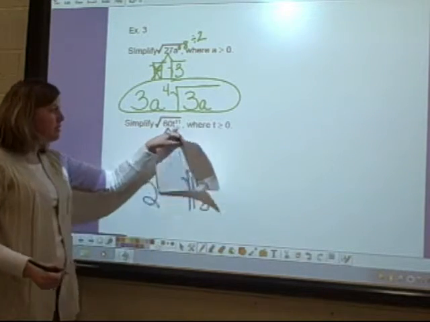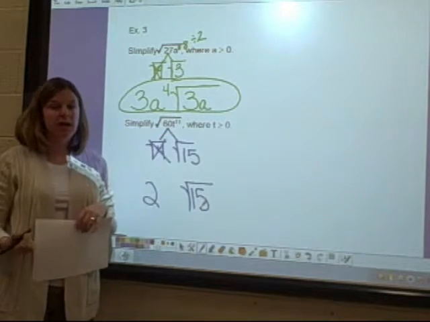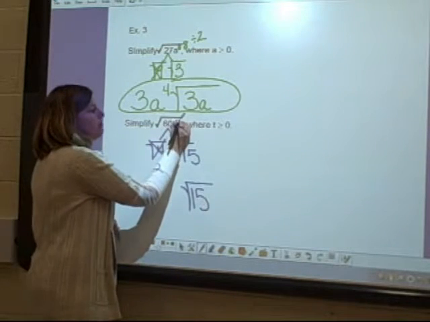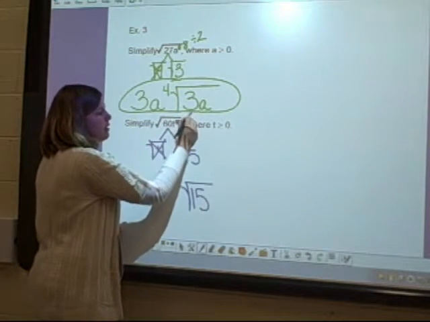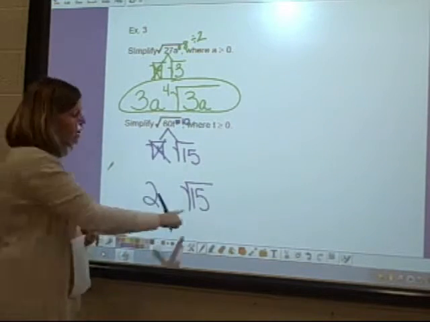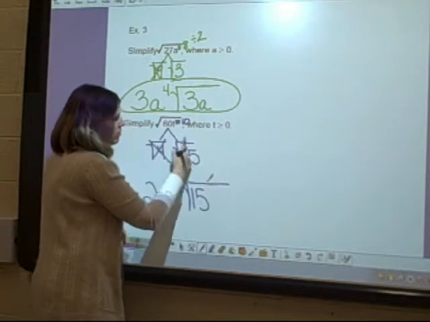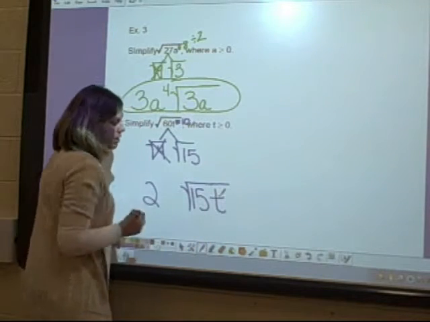And now we have to deal with our exponent, and our exponent is an odd exponent. So we're going to borrow 1 and make it a 10. But the one that we borrow has to go under the radical sign. So the t that we borrowed comes after the 15.